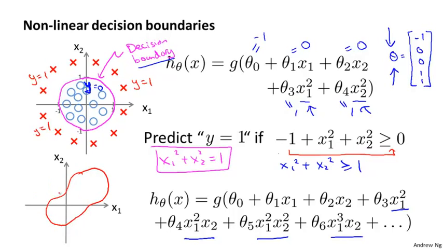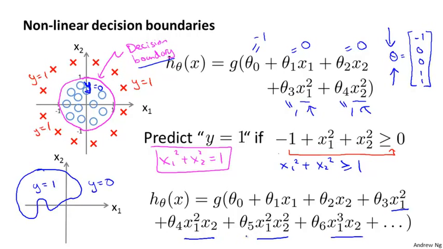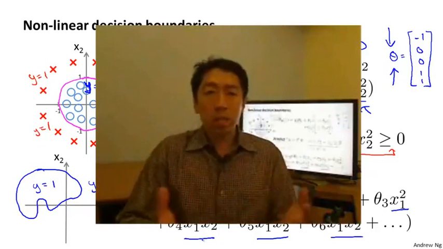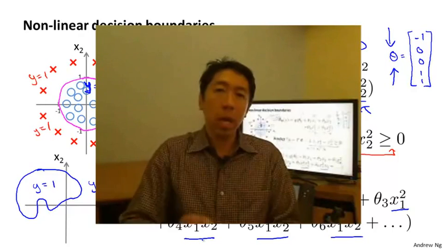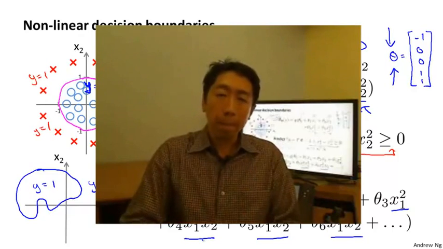Or for even more complex examples, maybe you can also get decision boundaries that look like more complex shapes like that, where everything in here you predict y equals 1, and everything outside you predict y equals 0. So with these higher order polynomial features, you can get very complex decision boundaries. With these visualizations, I hope that gives you a sense of the range of hypothesis functions we can represent using the representation that we have for logistic regression.